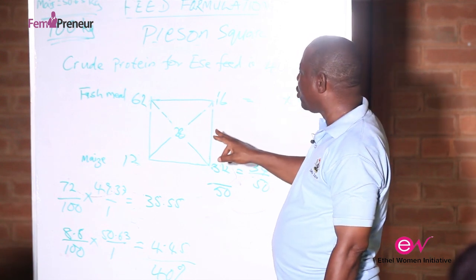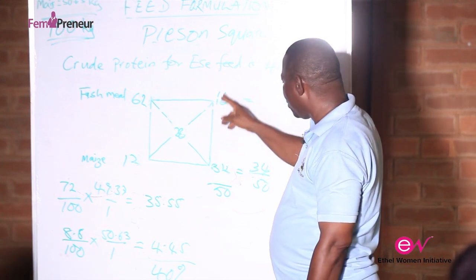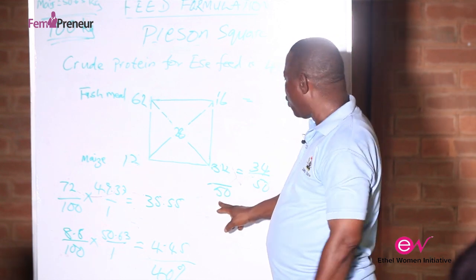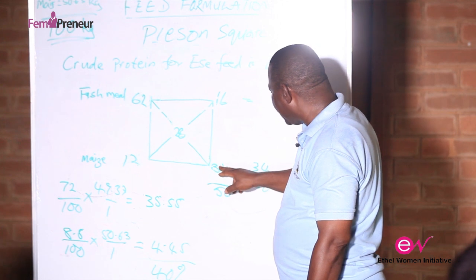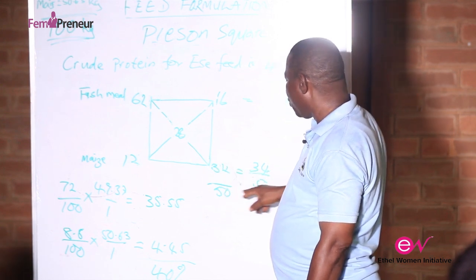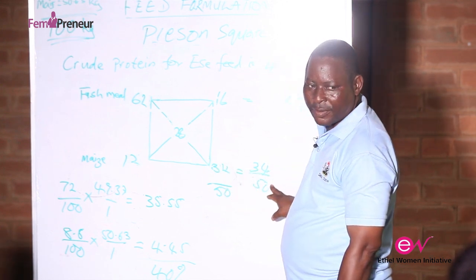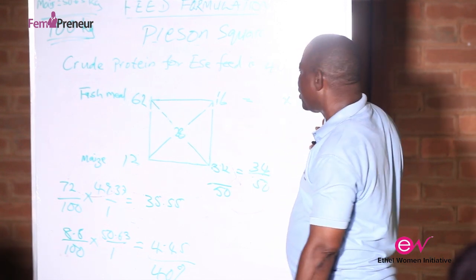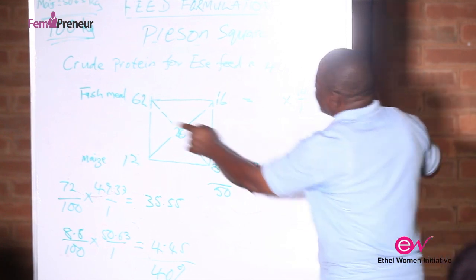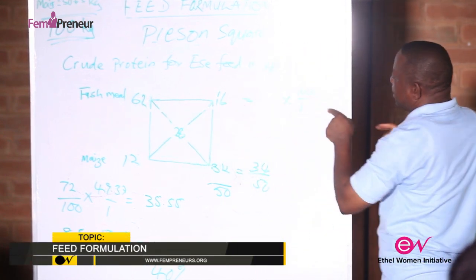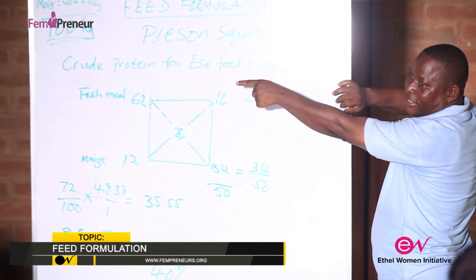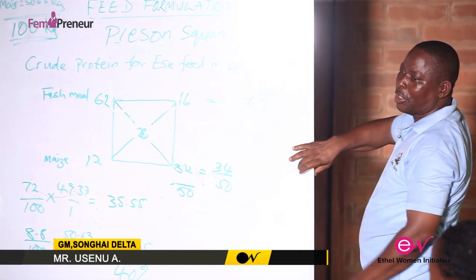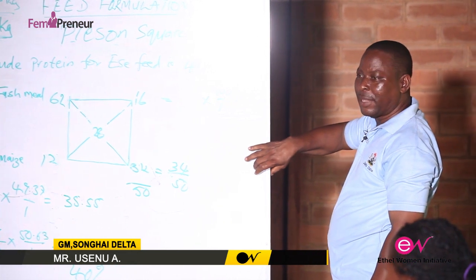What this is simply telling us is that after you have done this, you add these 2 together, you get this result. So take the percentage of this total, you get a result. Take the percentage of this total, you get a result. The result you get here, stretch through it. This is the contribution of the fish meal. Stretch through this one. This is the contribution of the maize.